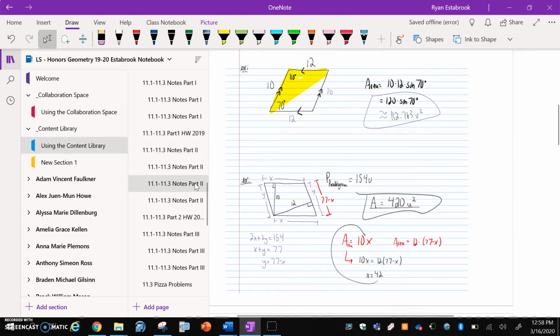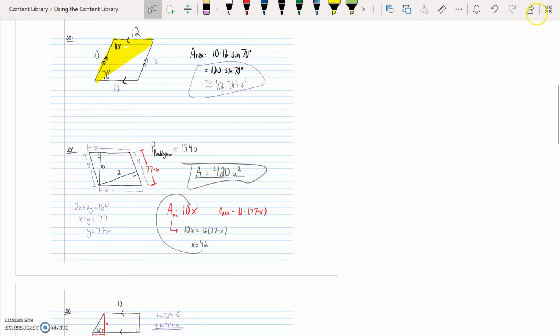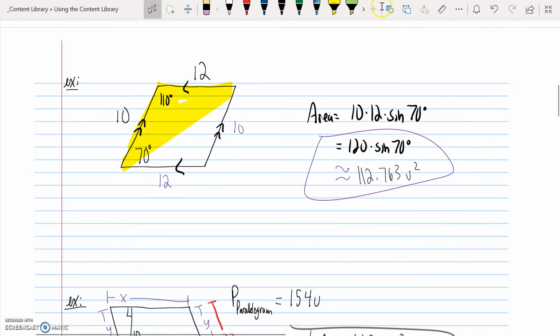Right, so we are back at the answers. The first example, I know the opposite sides in a parallelogram are equal to each other, so I looked at drawing in one diagonal and found the area of this one yellow triangle using 1/2 times 12 times 10 times the sine of 110 degrees. And then I doubled it to get to the entire thing, so the 1/2 didn't matter anymore.